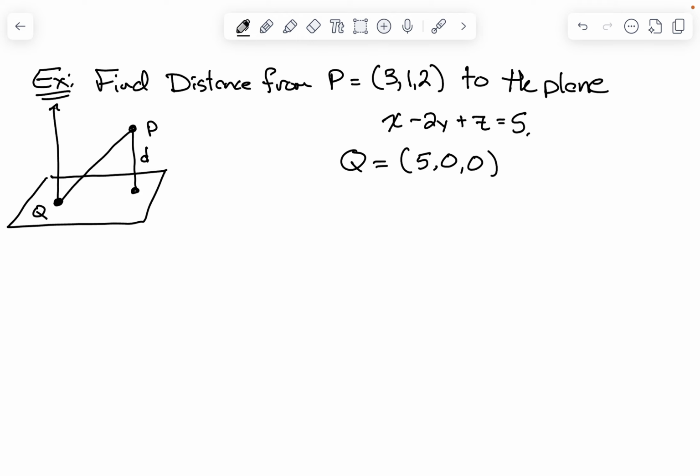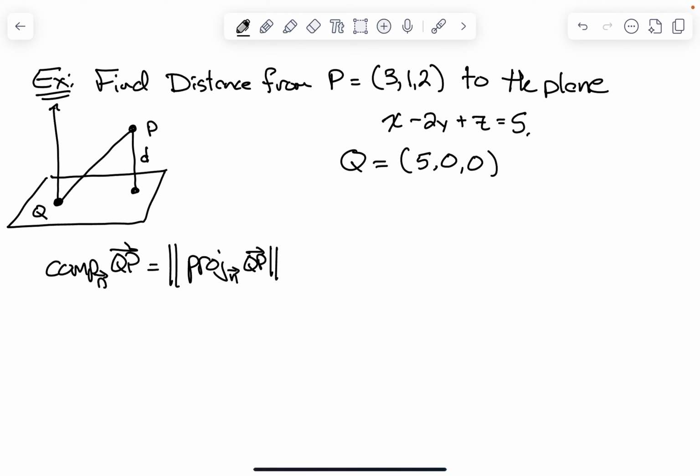And now what we need is the component of QP onto N, which is the same thing as the size of the projection of QP onto N. And that's QP dotted with N divided by the size of N.